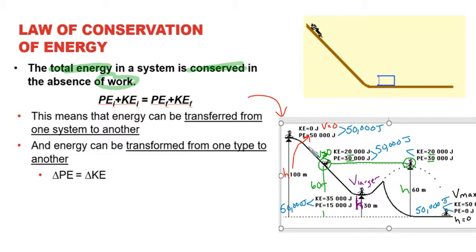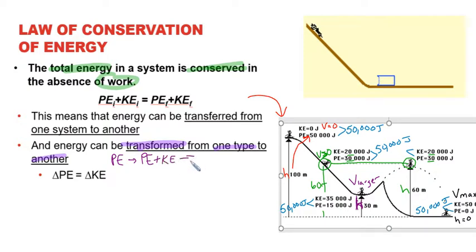So I've gone from one type of energy to another type of energy, but I've kept that total consistent the whole time. And that's what this part of the law down here at the bottom is telling us. We transformed from one type of energy to another. So I went from potential energy, and I turned that into both potential and kinetic.